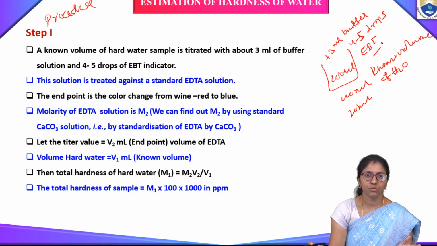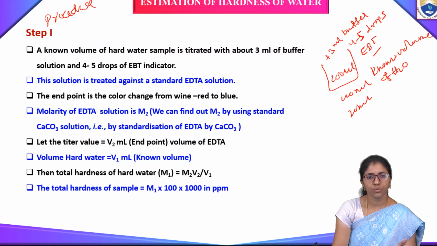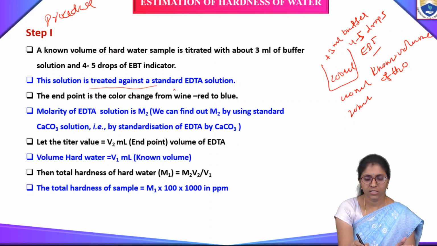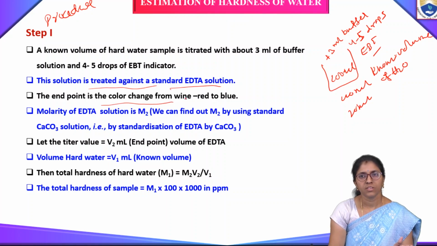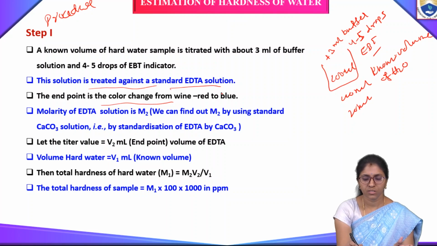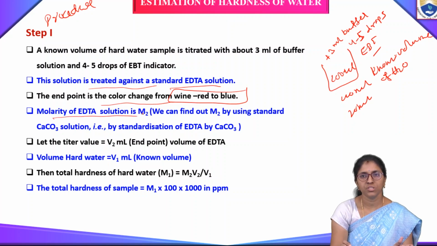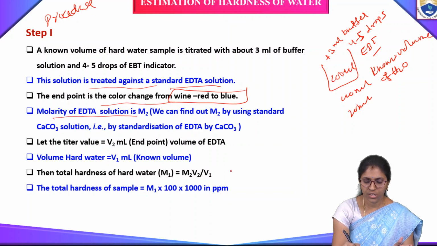First, we take the known volume of hard water sample. To this, we add 3 ml of buffer solution and 4 to 5 drops of indicator. This solution is titrated against standard EDTA solution. The end point of the color change is from wine red to blue. The molarity of the EDTA solution is M2. So here we are titrating the water with EDTA.